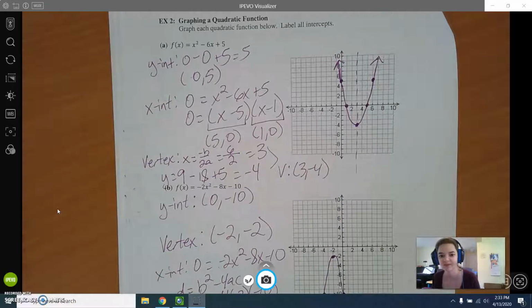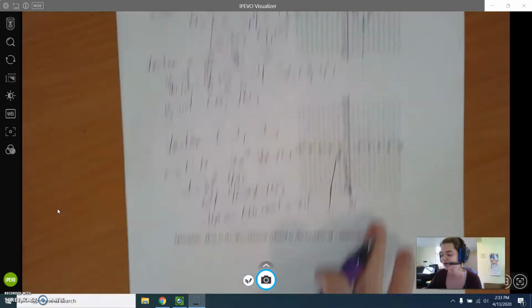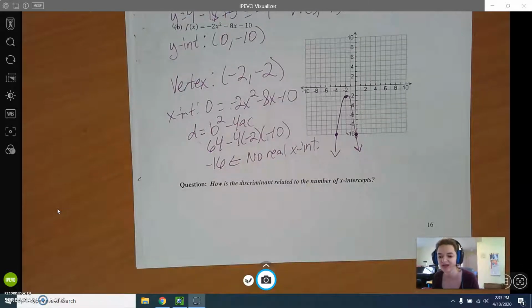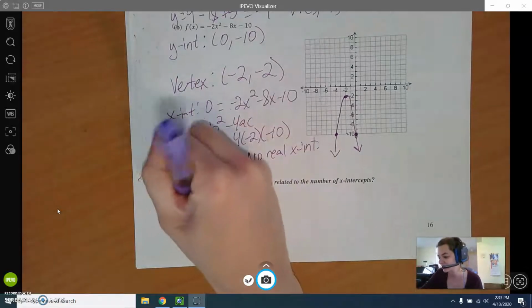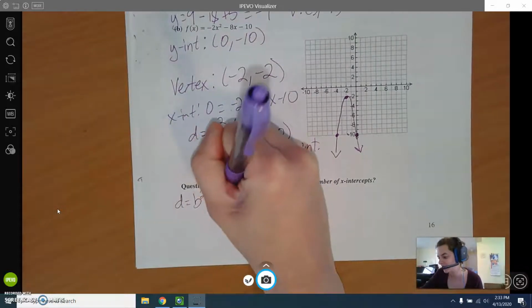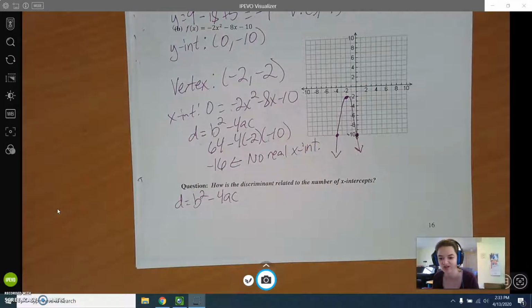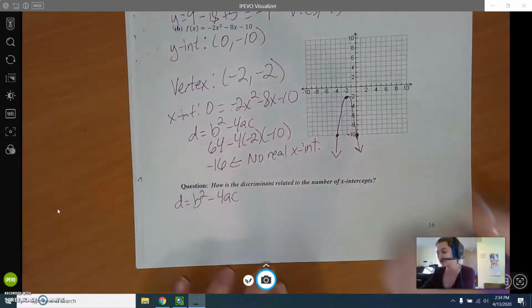So one thing that you guys might be wondering is, how do I know if there are going to be x-intercepts or not, and can I find that easily? The easiest way is actually to look at the discriminant. If you remember, the discriminant is b squared minus 4ac. It's the thing underneath the square root in the quadratic formula. If you can find that discriminant, you can figure out how many x-intercepts you have, and whether they're going to be rational or irrational. So just a quick refresher with the discriminant.